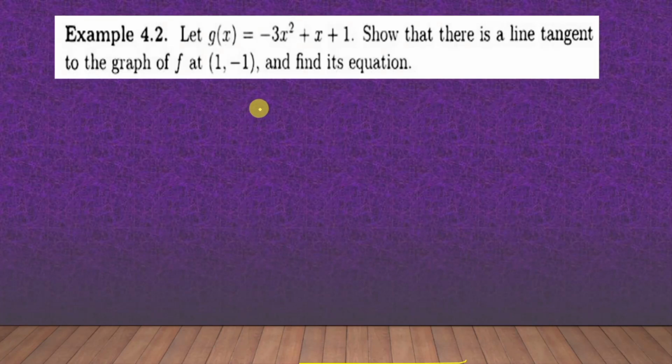In this problem we are going to solve: let g of x equal minus 3x squared plus x plus 1. Show that there is a line tangent to the graph of g at (1, -1) and find its equation. Then the solution, we write here like this.